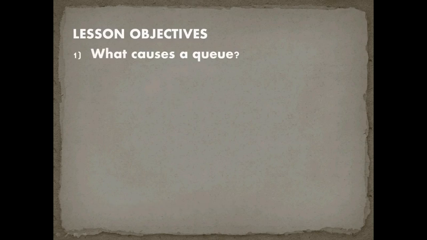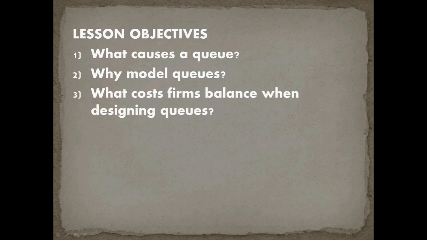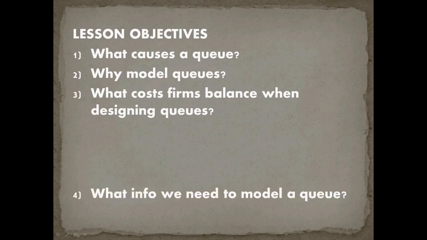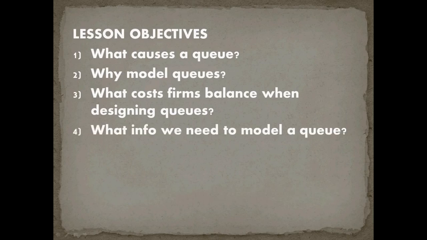So what were our lesson objectives? The first was to answer what causes a queue, and that was variation. After that, we discussed why we model queues, which is to minimize total cost for a business. Then we discussed what cost firms balance when designing queues, and that was the service cost, right, how many servers I have, versus the wait cost, how long I make my customers wait. Then we looked at what info we needed to model a queue, and that was the arrivals, the service rate, and the number of servers. But we could also include in our model a maximum queue length or a population size. Finally, we discussed some types of queues in terms of their stages and the number of servers.